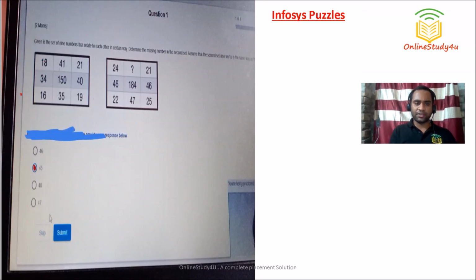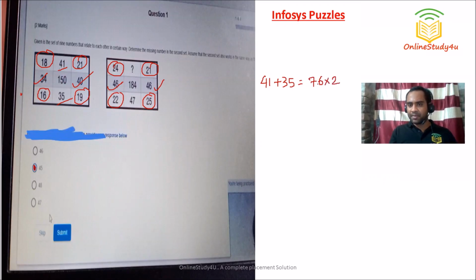We will see what is the logic. So friends, 18 plus 16 is what? 34. 21 plus 19 is what? 40. Same thing here. 24 plus 22 is 46. 21 plus 25 is 46. Okay, then what about this middle one? So 41 plus 35. So 41 plus 35 will be what? 76. But here it is 152.